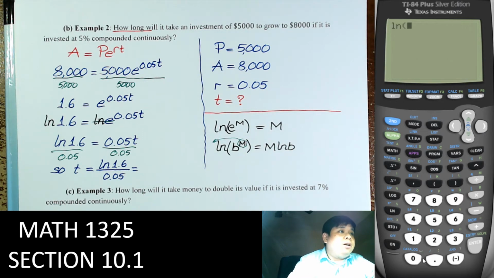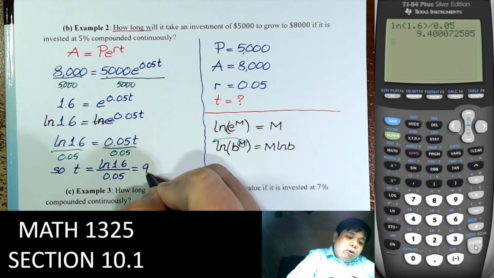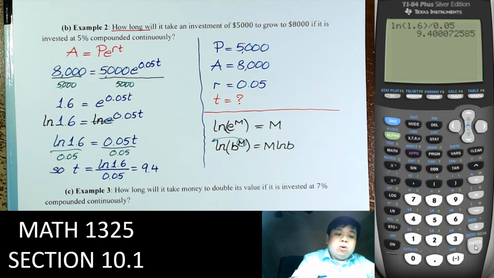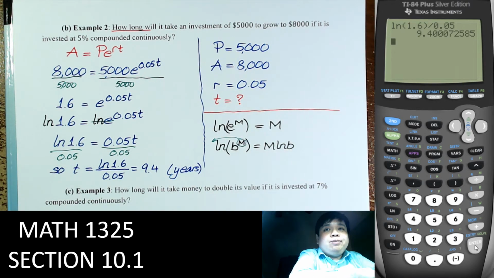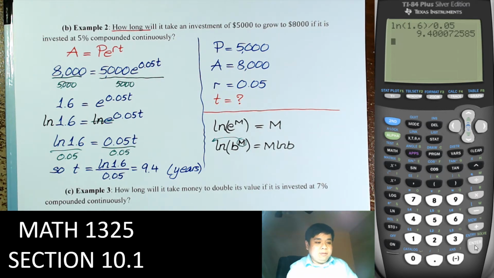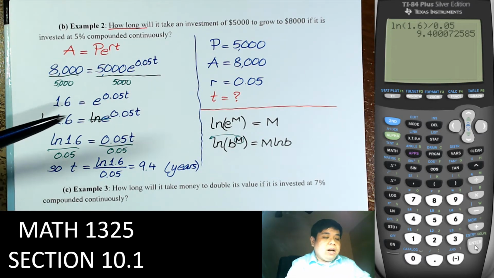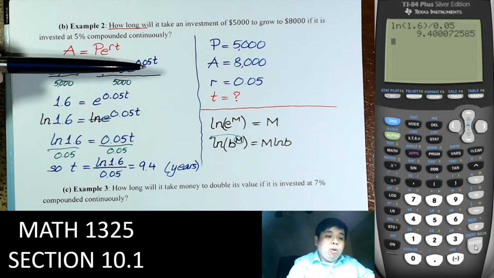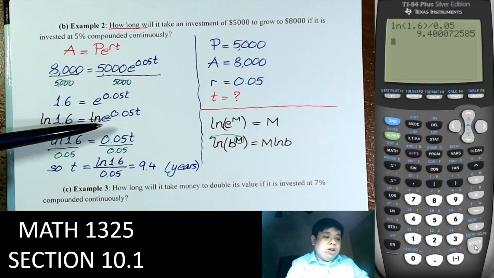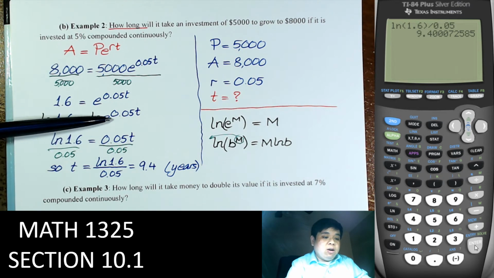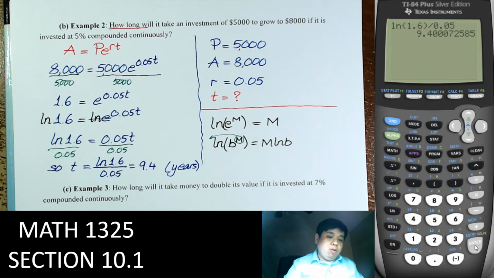So this is ln 1.6 divided by 0.05, and that's what we have, 9.4, and this is t, so in years. Right. Once again, if we want to solve for the variable in the exponent, we need to get the exponential term by itself, and then take ln or the natural log on both sides. ln and e cancel out, and we can just solve for the variable on the exponent.